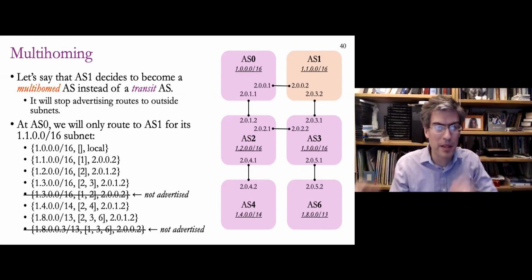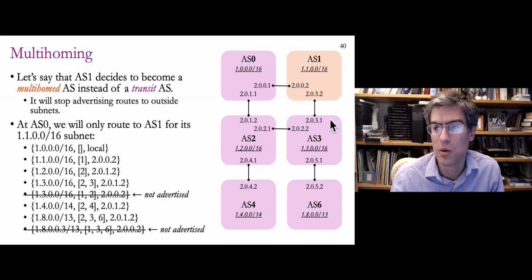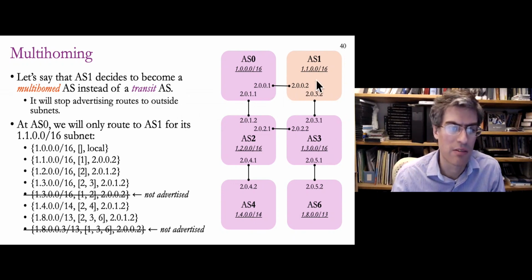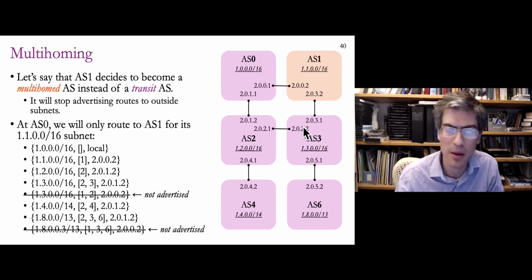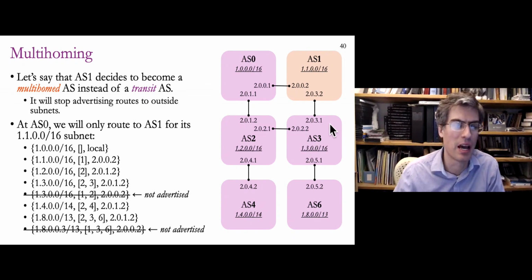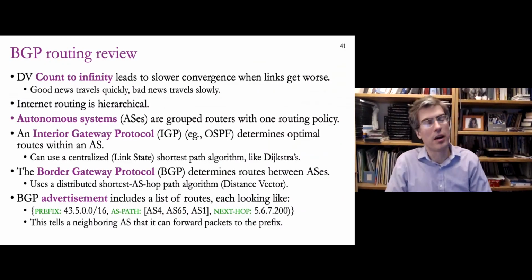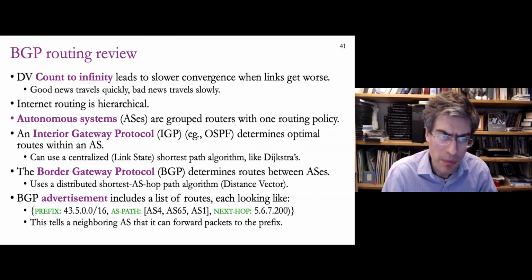Okay. To implement this, just to reinforce the idea, you have an AS that only advertises itself. So AS1 in this case, if it wants to behave like a multi-homed AS instead of transit, if it doesn't want to hand off traffic like from AS0 down to 3, it can just advertise its own subnet, and then even though it has the ability to reach these other ASs, these other IP address ranges, it will not advertise it. Okay. All right, so that was BGP.